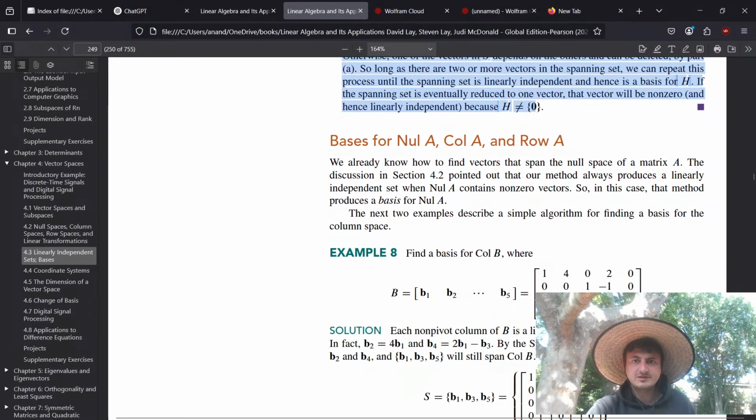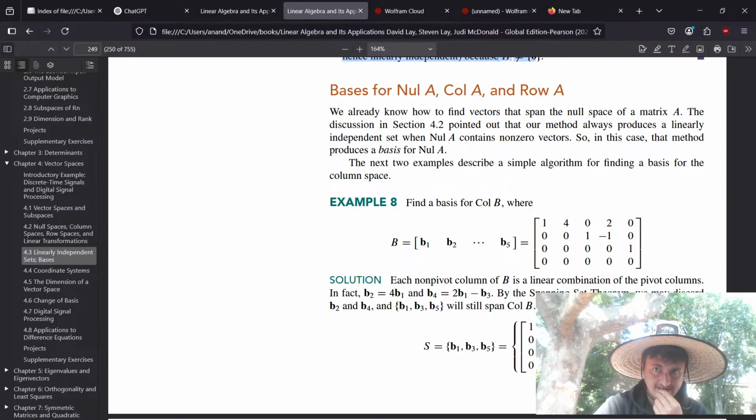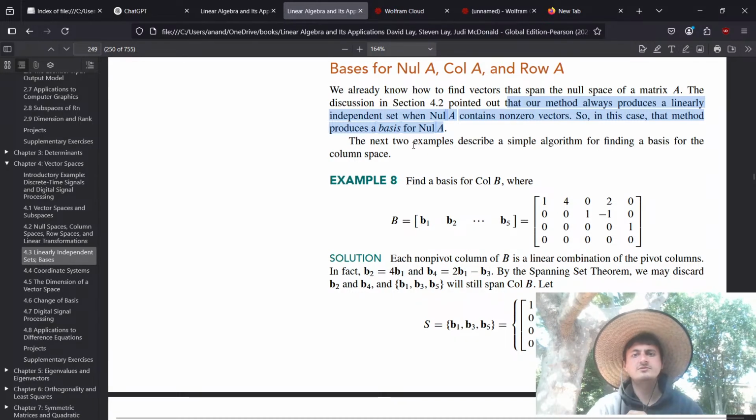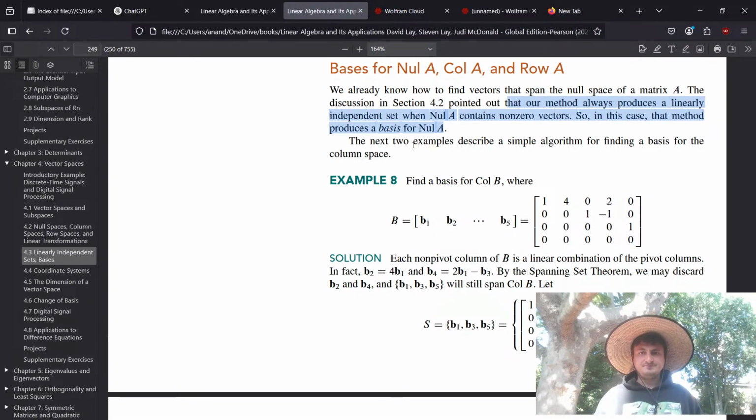Bases for the null space, column space, and row space. We already know how to find vectors that span the null space of a matrix A. The discussion in 4.2 pointed out that our methods always produce a linearly independent set when Nul A contains non-zero vectors. So in this case, that method produces a basis for the null space. The next two examples describe a simple algorithm for finding a basis of the column space. Okay.